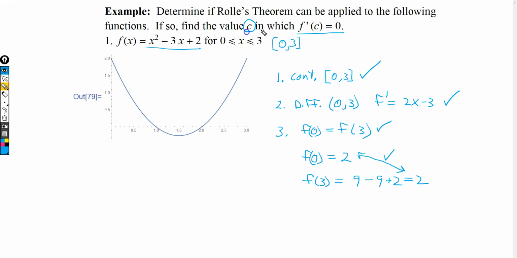This number c will exist where the derivative is equal to 0. So now all we have to do is set the derivative equal to 0 and solve for x, and that'll give us our c value. So the derivative is 2x minus 3 equals 0. Solve that for x, take the 3 over, divide by 2. We're going to get x equals 3/2. And that's our c value.